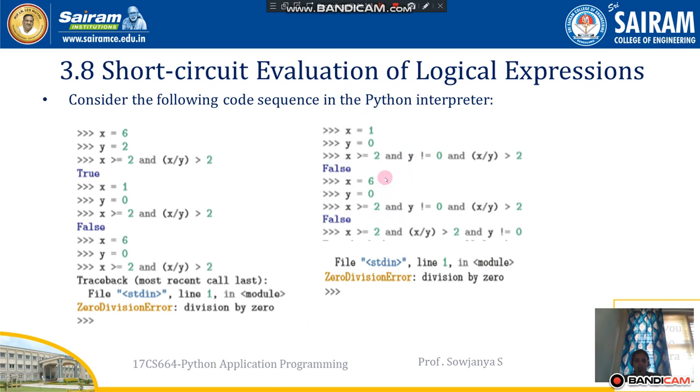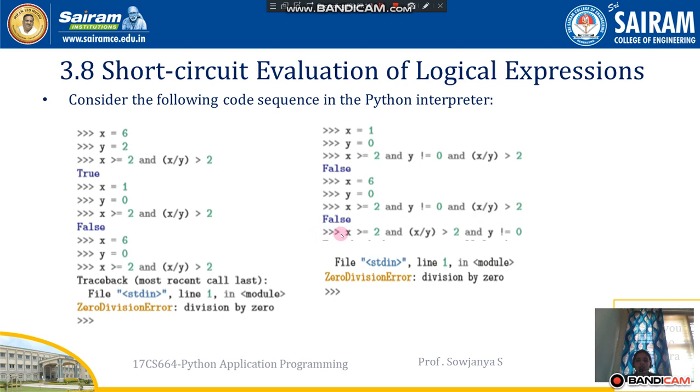We have another example here: x greater than or equal to 2 and y not equal to 0 and x divided by y greater than 2. We have three conditions here. For the first one, x is 1, so 1 is not greater than or equal to 2, it is not going to evaluate the other two expressions and it returns the false value. Next, x is equal to 6 and y is equal to 0. Here x is greater than or equal to 2, this is true. Next, check the condition y not equal to 0. This is false because y is 0 here, so it stops and does not evaluate the last expression.